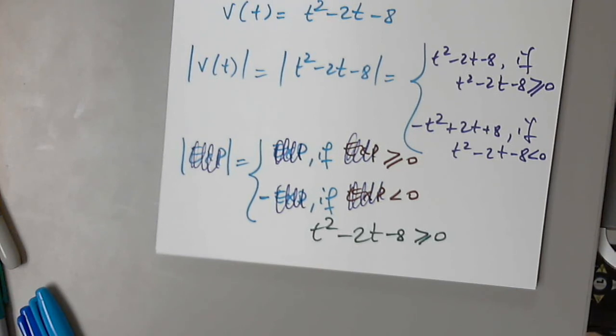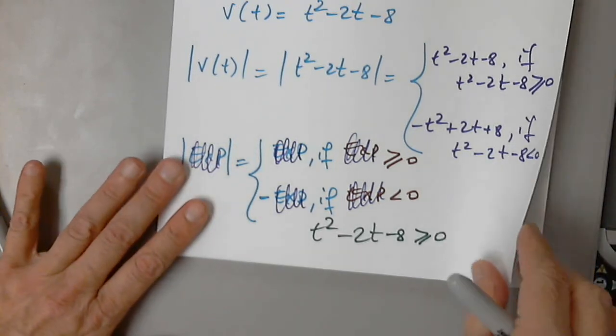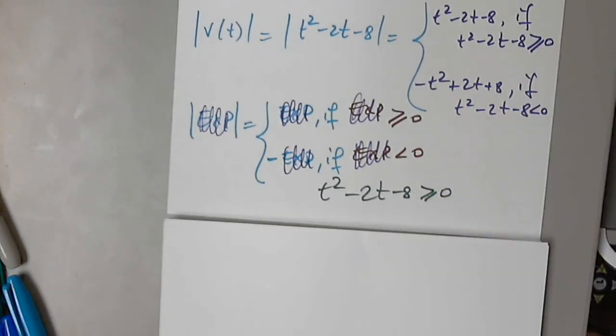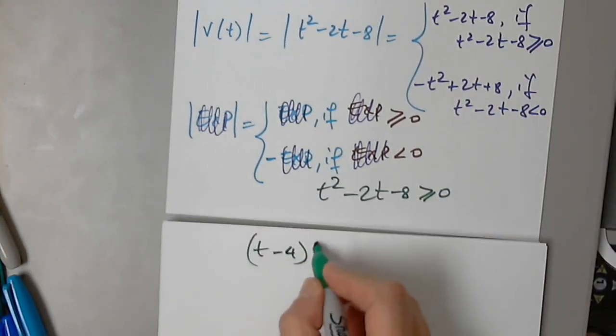Yes, I have to. I have no choice. But in this case, it's easy to factor. But if it's not easy to factor or it's not factorable, then I have to use the quadratic formula to find the solutions, in other words, where it is 0. So how will I factor this? Luckily, yes, t minus 4 and t plus 2.